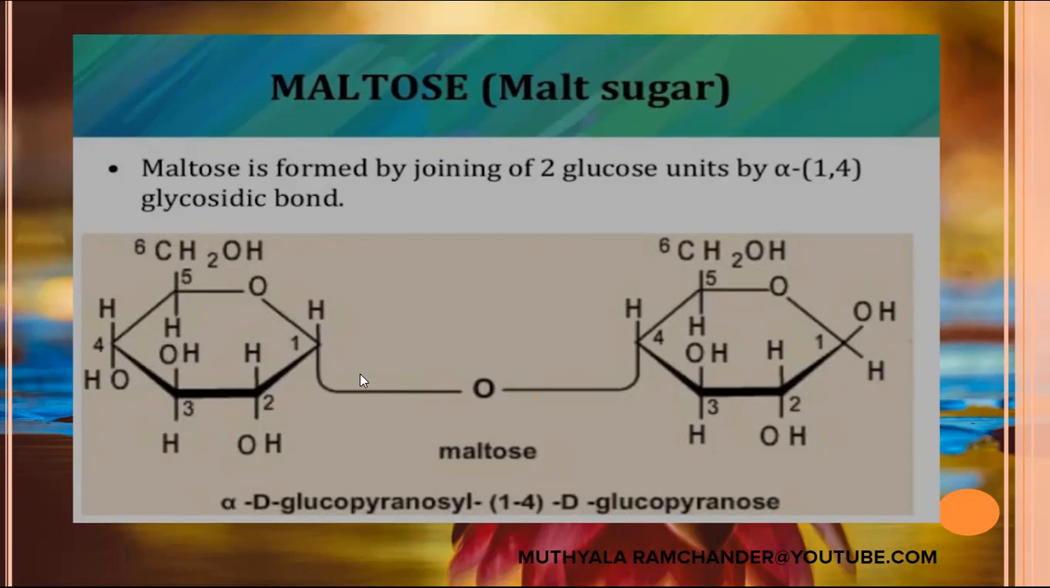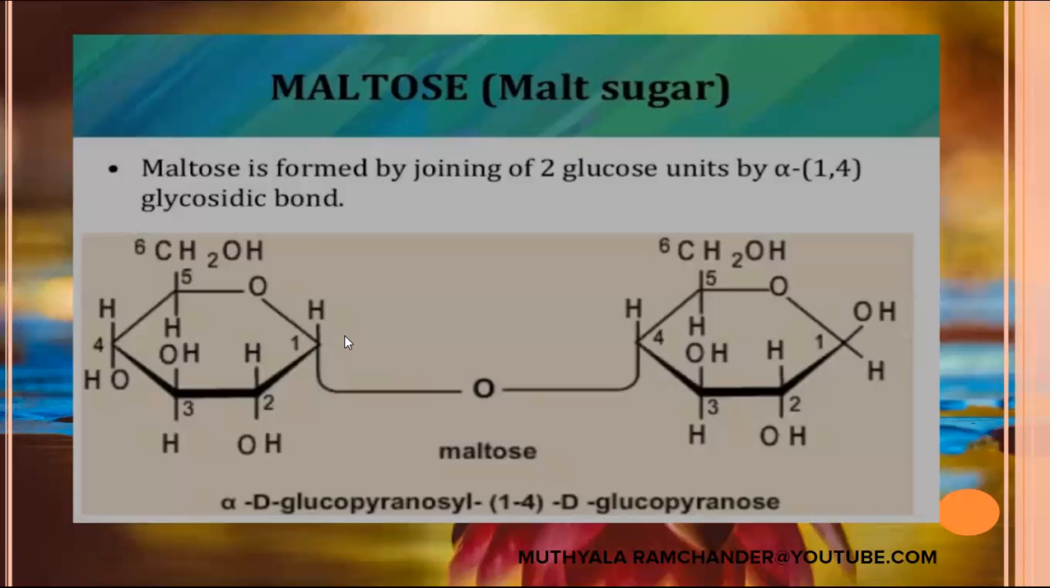It is linked with another glucose molecule, which also contains 1, 2, 3, 4, 5, 6 carbon atoms. The fourth carbon atom of this glucose molecule is linked with the first carbon atom of the other glucose molecule to form one glycosidic bond. The glycosidic bond is formed between the two glucose molecules. So maltose is a disaccharide, commonly called malt sugar.